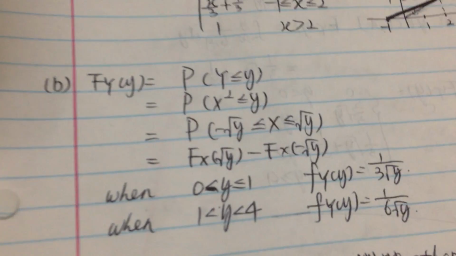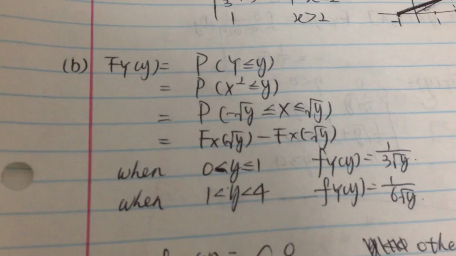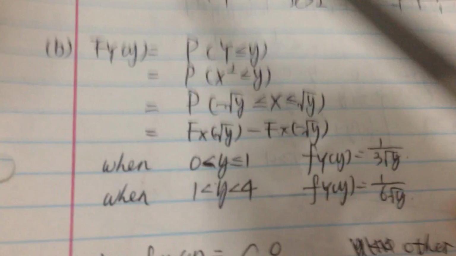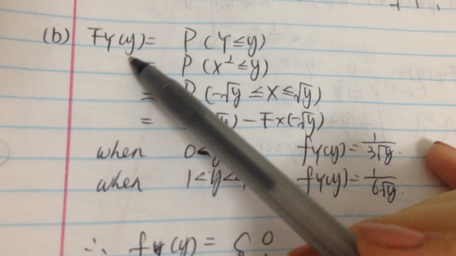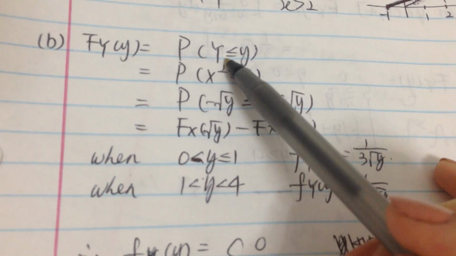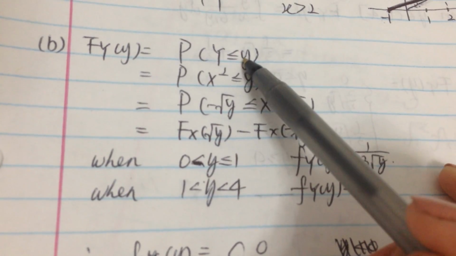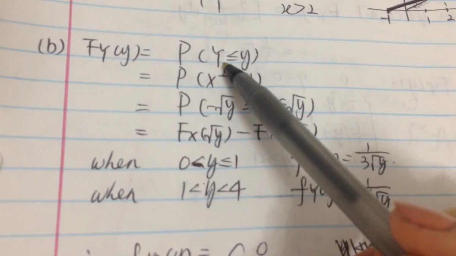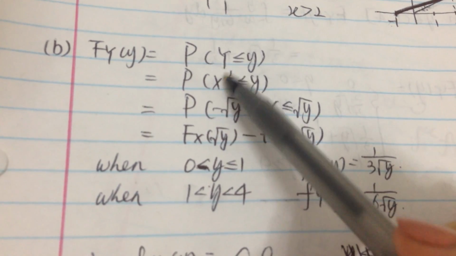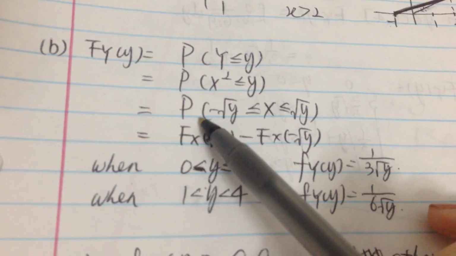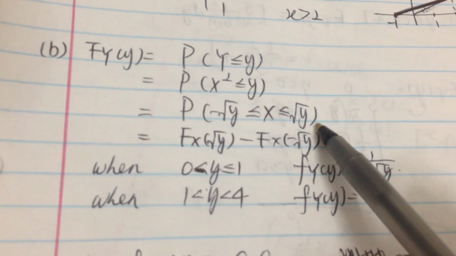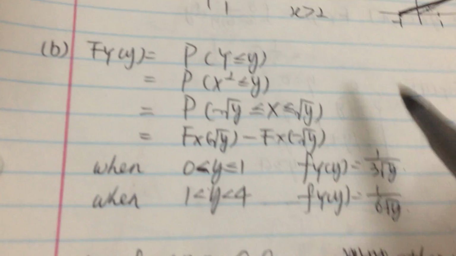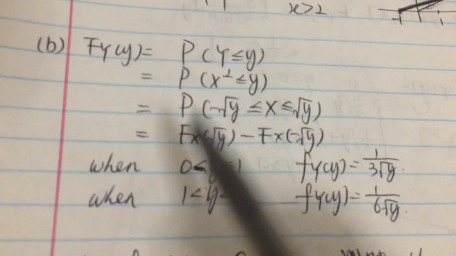So here we're going to move to the second question. We need to find and draw the density function of y. The distribution function of y equals the probability that Y is smaller or equal to y. Because y equals x squared, the event can be changed to X squared is smaller or equal to y. Later it could be written this way. So this probability could be rewritten in terms of the distribution function.